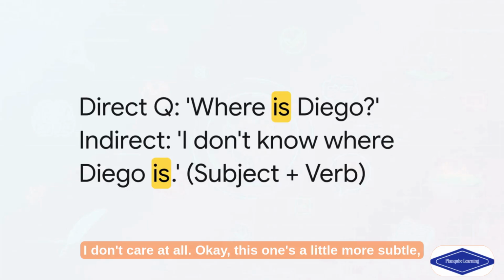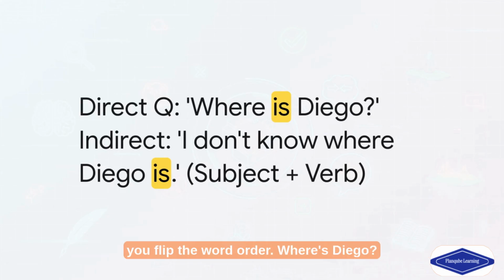Okay, this one's a little more subtle, but it's a common one. When you ask a direct question, you flip the word order. Where's Diego? But when that question becomes part of a bigger sentence, it's called an indirect question, and the word order flips back to normal. I don't know where Diego is. The subject comes before the verb.